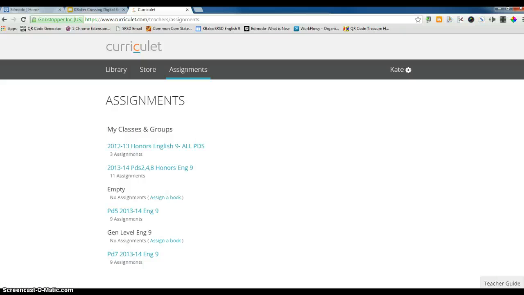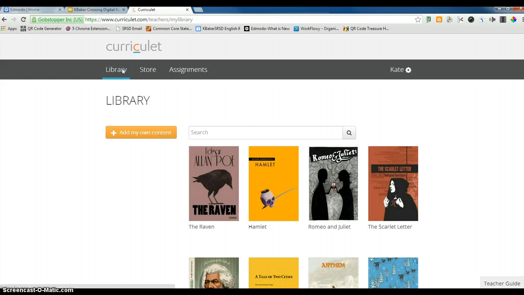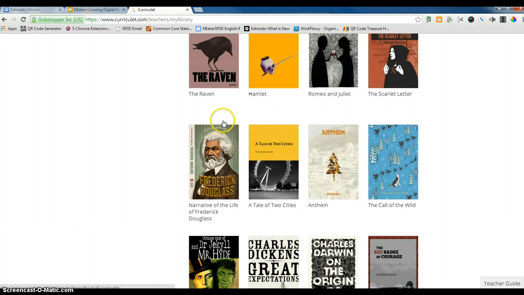Curriculet is a valuable tool for understanding how my students do with reading complex text, both fictional and informational. And any subject can use this, whether it is English, history, or science.